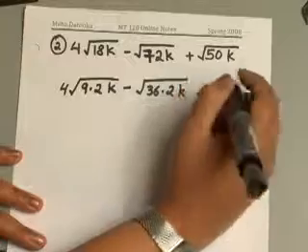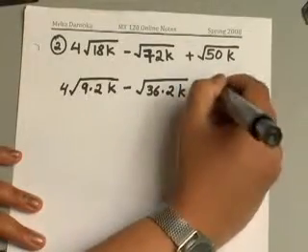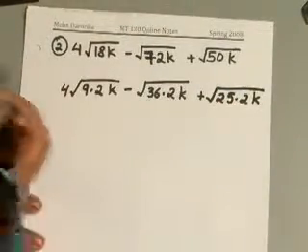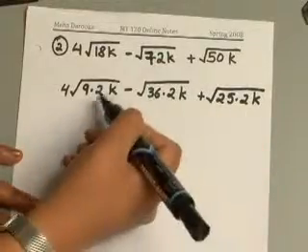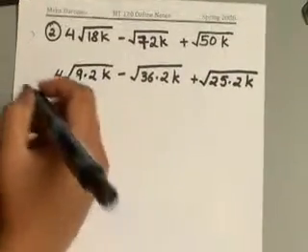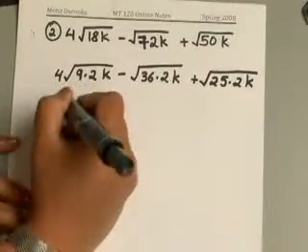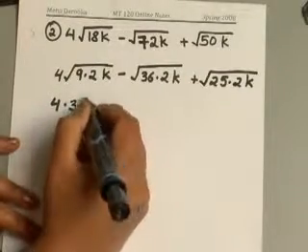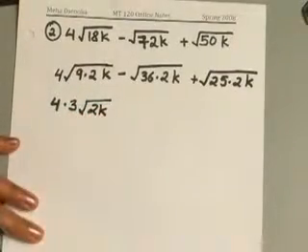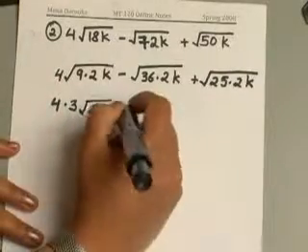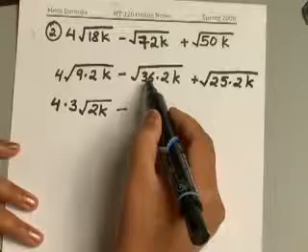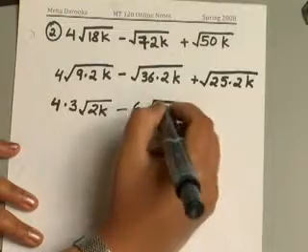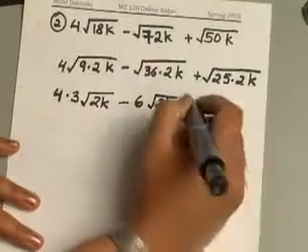And then your last term is 50k, which you can of course write as 25 times 2. 25 being your perfect square again. So once you go ahead and break down your radicals, now let's bring them outside the square root sign. So 4 in the front. Square root of 9 is 3. And then 2 and k will not be simplified, so you leave both of them inside the radical sign. Then you have minus, and then let's see, 36. Square root of 36 is 6. And again, you will be left with 2k inside the radical sign.